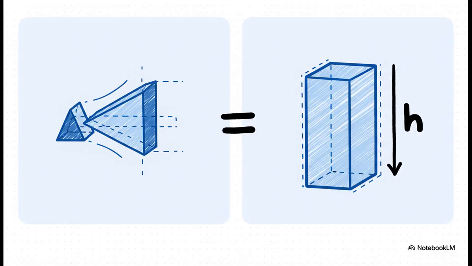And this is where it gets really cool. If we take those two bases, the triangle and the rectangle with the same area, and give them the same height, we turn them into prisms. And guess what? Their volumes have to be identical, because the base area, B, is the same, and the height, H, is the same. So V equals B times H gives us the exact same answer for both of them.